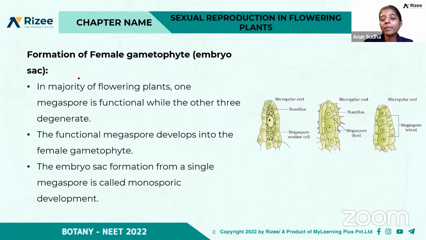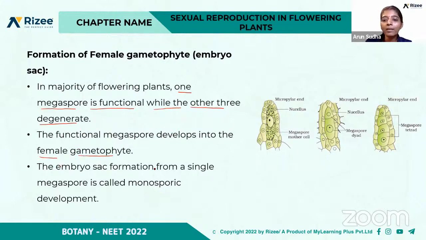So in the majority of the flowering plants, we saw that 4 megaspores are formed. So what will happen to the 4 megaspores? Only one is functional. Out of the 4 megaspores, only 1 megaspore is functional, while the other 3 degenerate. So only 1 megaspore further develops into a female gametophyte, right? So the functional megaspore develops into a female gametophyte.